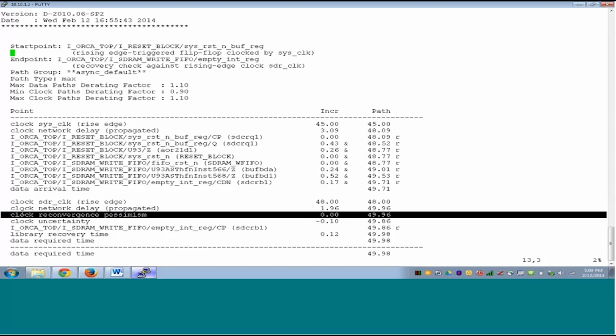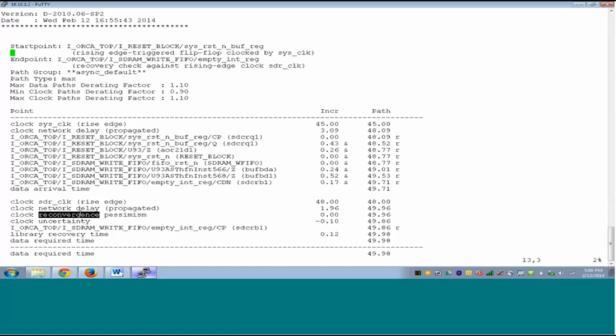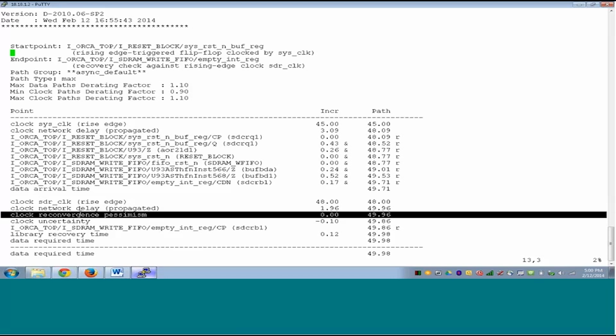Clock reconvergence pessimism is 0. Why is it 0? Because there is no common clock path. I'll explain this further, but here it's 0. CRPR is 0. This is also one indication that these clocks are asynchronous.